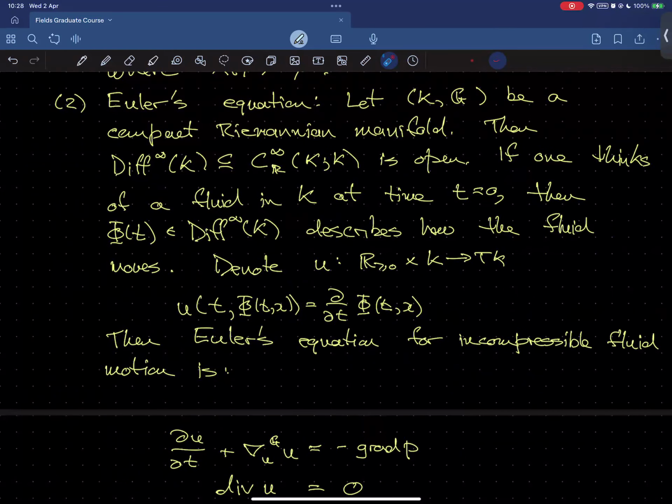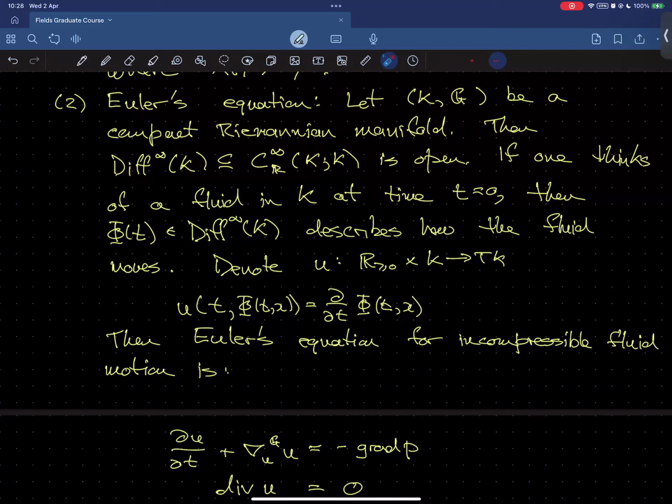I suppose I have a finite dimensional Riemannian manifold, okay, and I want to consider the set of diffeomorphisms. Okay, so this is going to be the set of infinitely differentiable diffeomorphisms. So this is the subset of C infinity mappings from K to itself, which are bijective and have an inverse that's also C infinity. That's what a C infinity diffeomorphism is.